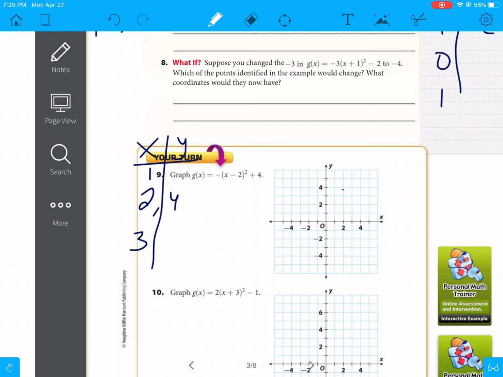So we're going to plug in a 1 for our x. 1 minus 2 is going to be -1 squared plus 4. So -1 squared is 1 times -1. So it's going to be -1 plus 4, which is going to be 3. So we'll have 1, 3.